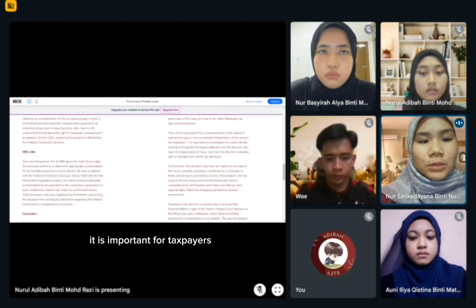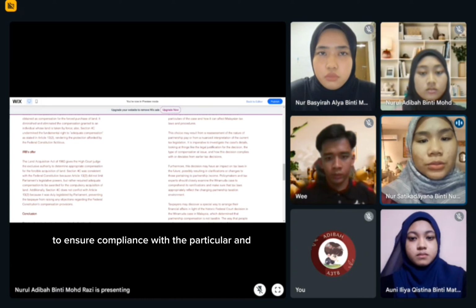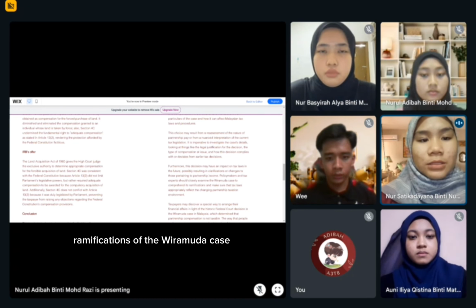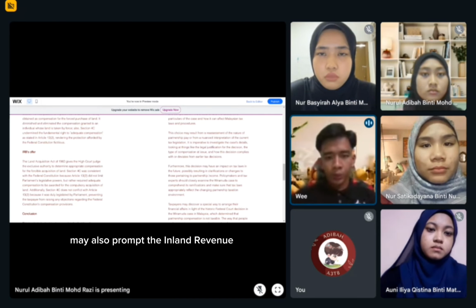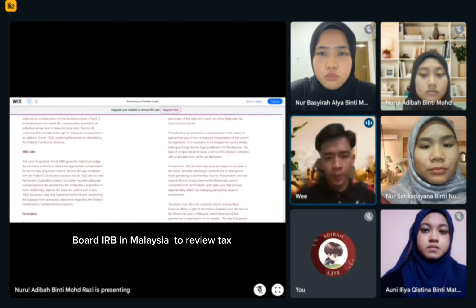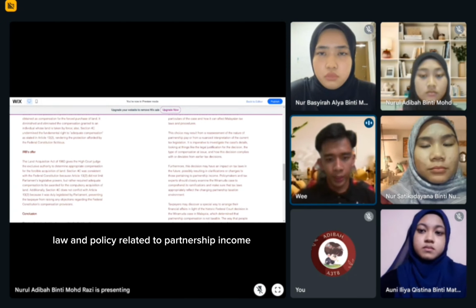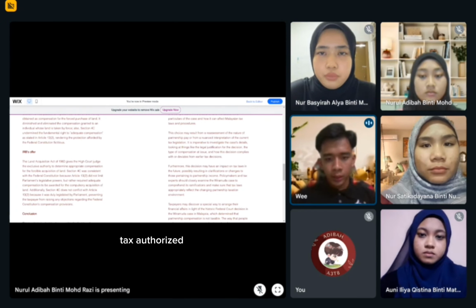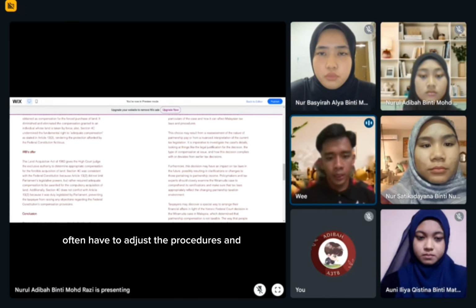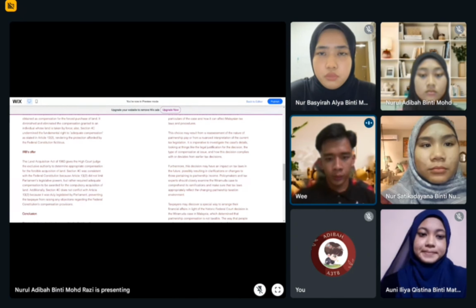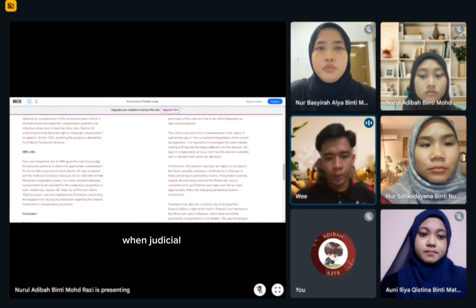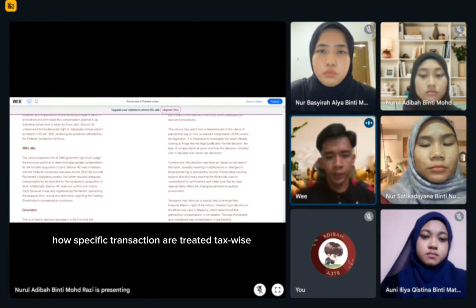However, it is important for taxpayers to exercise caution and seek professional counsel to ensure compliance with the particulars and ramifications of the Wira Muda case. The decision may also prompt the Inland Revenue Board (IRB) in Malaysia to review tax law and policy related to partnership income. Tax authorities often have to adjust their procedures and enforcement tactics when judicial rulings change how specific transactions are treated tax-wise.